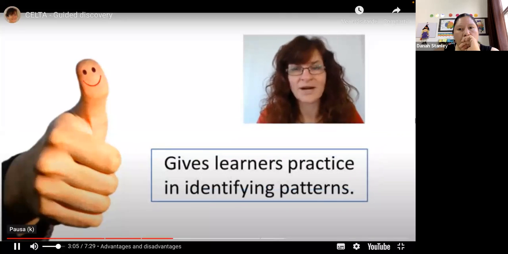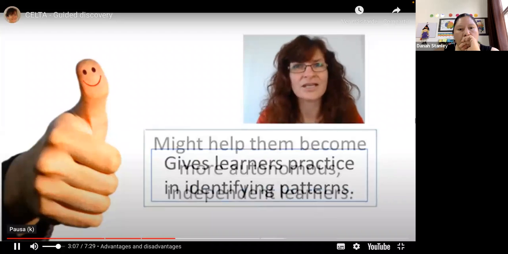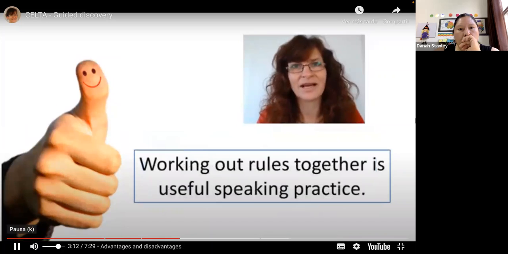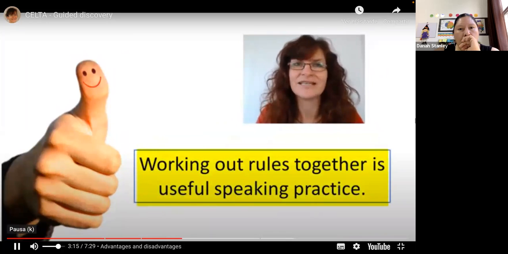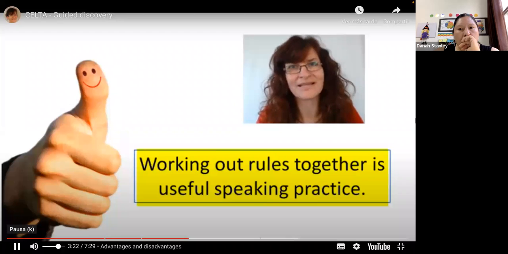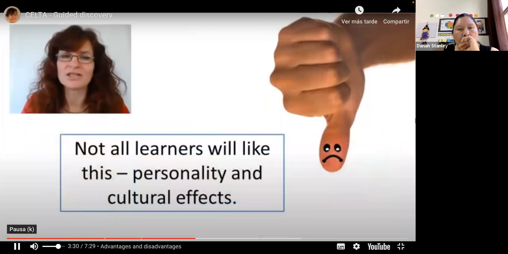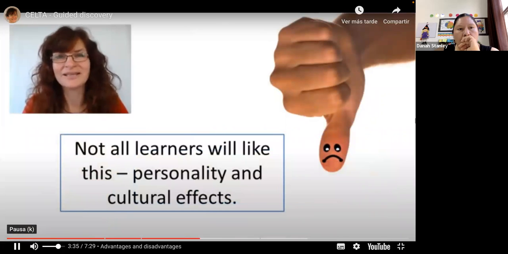It also gives learners practice in identifying patterns, so potentially this makes them better learners. And then there's this one, and this to me is the big advantage, is that it does stop a kind of grammar lecture by the teacher, so chalk and talk presentation. It makes learners more active, and that's, I think, got to be a good thing. The downsides, well, some learners just don't like it. This might be a personal thing, it might be a cultural thing, it might be to do with level also. Some just don't like it so much.